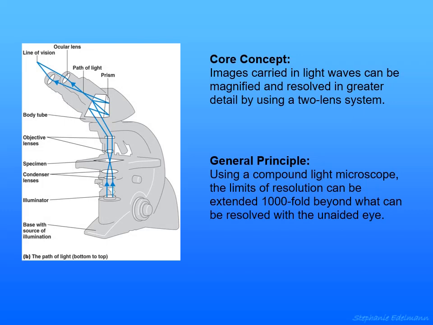This week's core concept is that images carried in light waves can be magnified and resolved in more detail by using a two-lens system microscope. Some early microscopes used to be one-lens microscopes, but our modern light microscopes tend to be compound microscopes that have two lenses that work in concert with each other. Using a light microscope, the limits of resolution can be extended 1,000-fold beyond what you can see with the unaided eye. That means that you're able to see things that are 1,000 times smaller than you would be able to see without any magnification through a microscope.